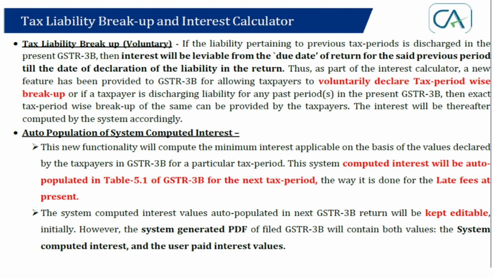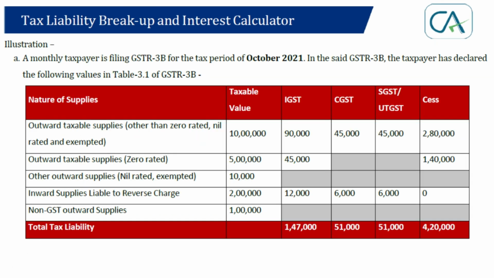Sir, we were discussing right now that for 20,000 rupees of April 2023, if we report in August 2023, whether we will be liable to pay interest on gross or net. Gross, I said. Sir, this is your tax liability breakup and interest calculator. In our GSTR 3B return, we have an option. What option do we have? Sir, see this. I'll just give you an example.